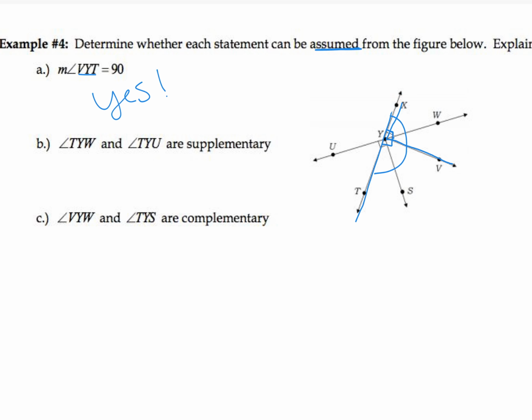Let's get rid of all that drawing. All right, next one says, can we assume that TYW and TYU, so that's this angle and this angle. Can we assume they're supplementary? Well, they're both on the same line, and this angle plus this angle would definitely make a 180 degree perfect line, so yes.